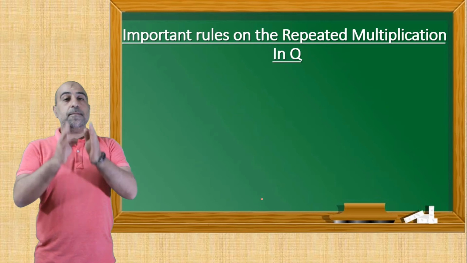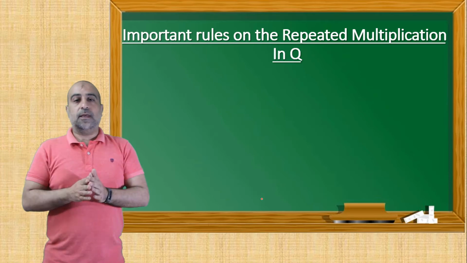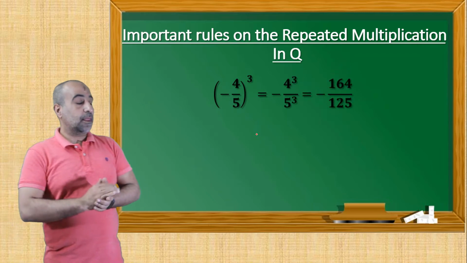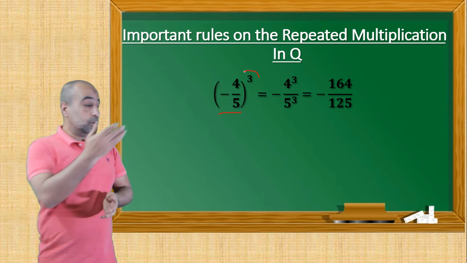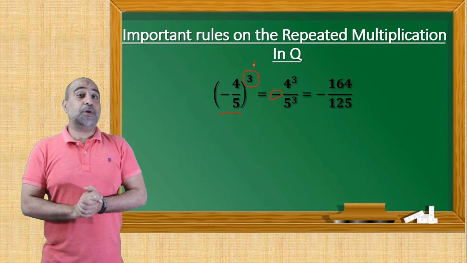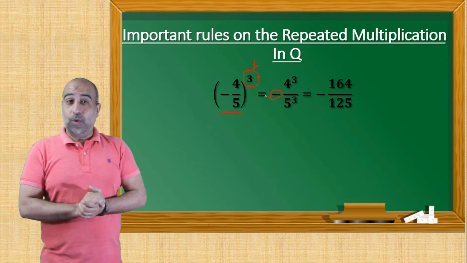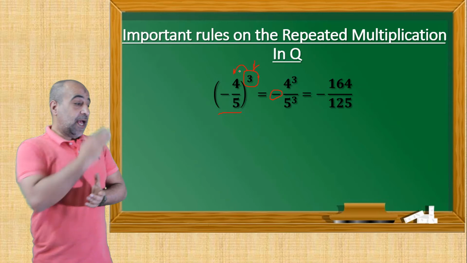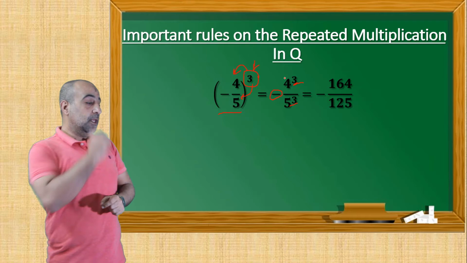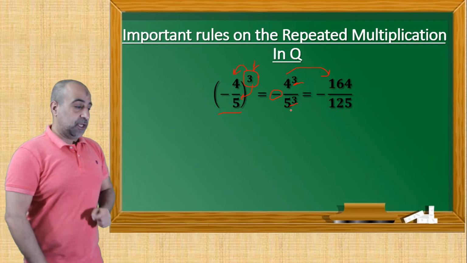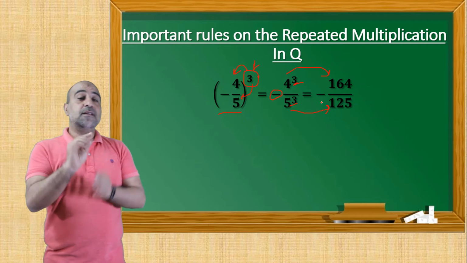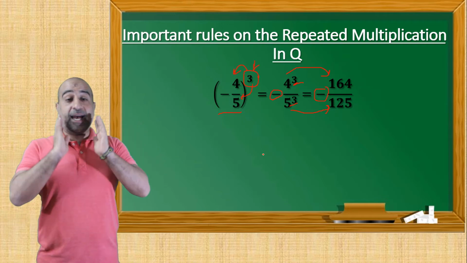Let's apply the same rules of the integers on the rational numbers. How can I do it? Let's take an example: (-4/5)^3. The result will be negative because the power is an odd number. Then 3 is the power of 4, and also 3 is the power of 5. Now 4 to the power of 3 over 5 to the power of 3, which equals -64 over 125. The result is negative because the power is an odd number.